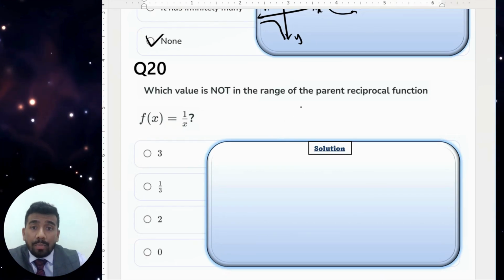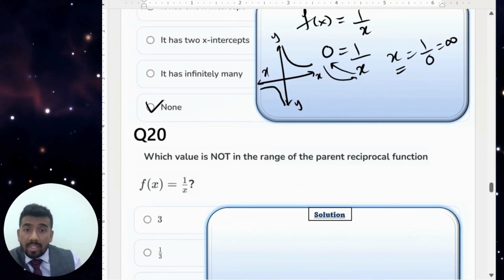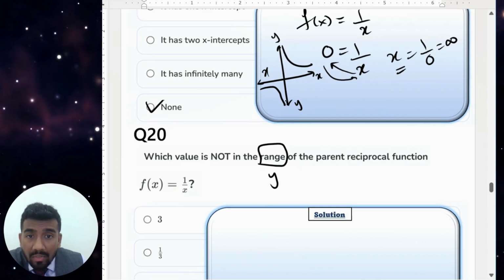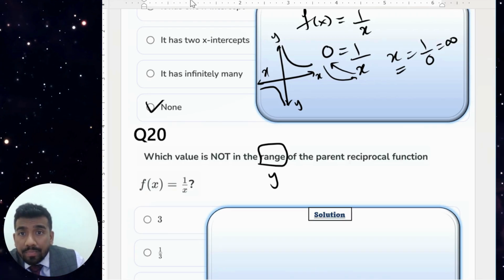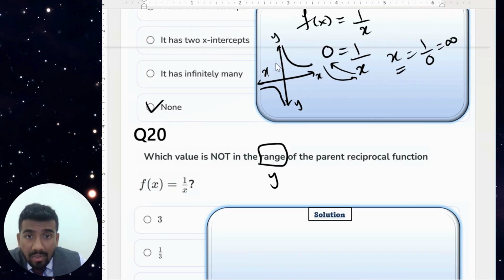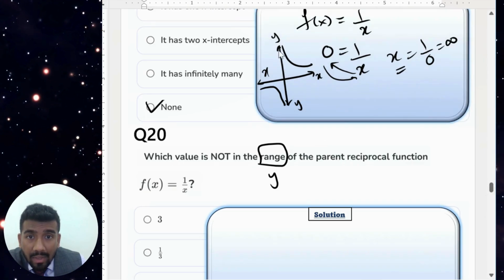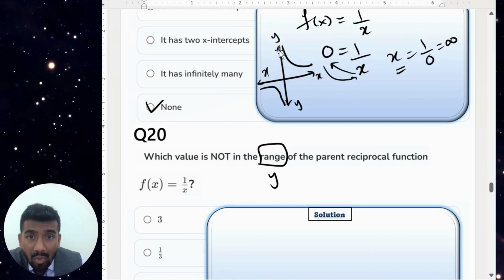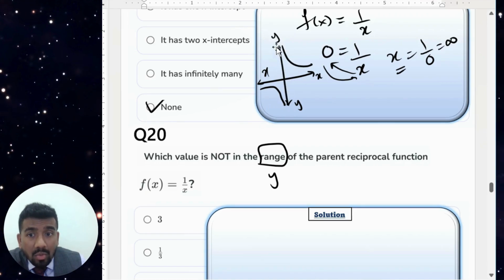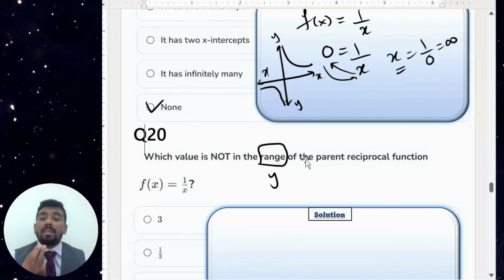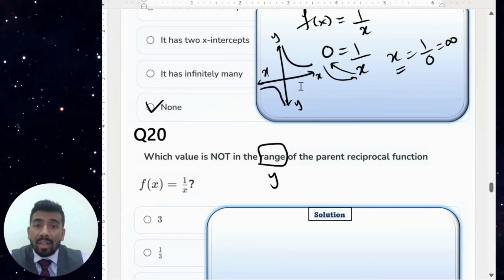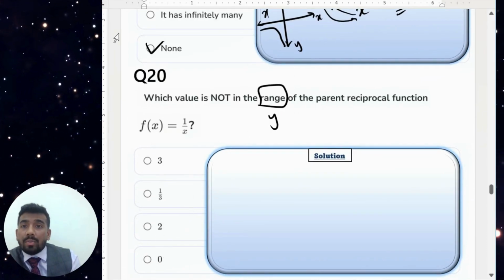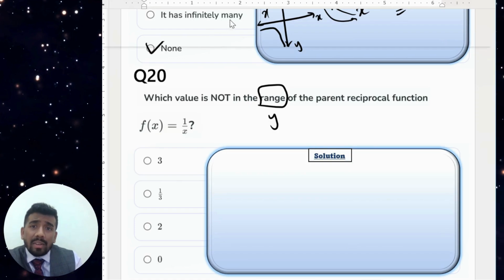Now, as I told you, range means what? Always remember, range means y. Now, look in this graph and tell me, does this graph touch the y anywhere? No. So, which value is not possible? Zero. Because that's the value of zero, right? So, which value is not in the range? The zero. I'll explain it again.